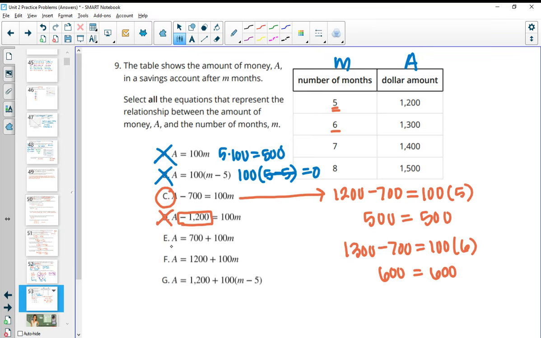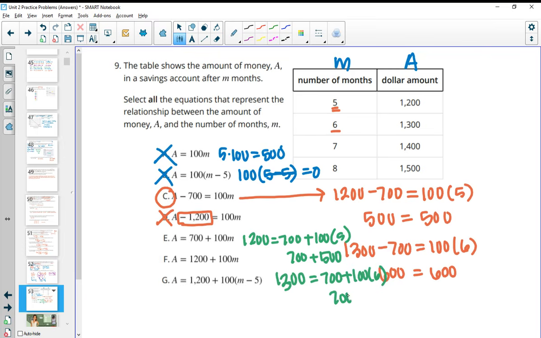E says the amount is going to be equal to 700 plus 100M. So in our first one, again, our amount is 1200, would equal 700 plus 100 times 5. And that's 700 plus 500, which is 1200. So then let me try it again for 6. So at 6, our amount is 1300. Does that equal 700 plus 100 times 6? And 700 plus 600 is 1300. So this one is true. So again, that means F can't be true since it puts the 1200 in here.